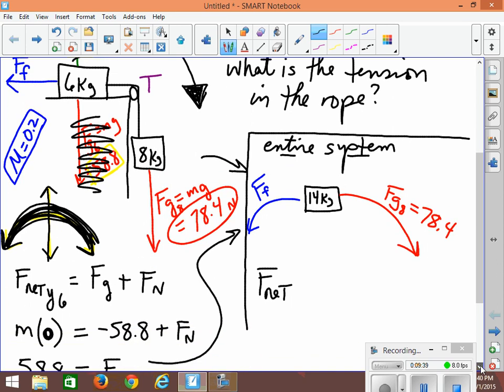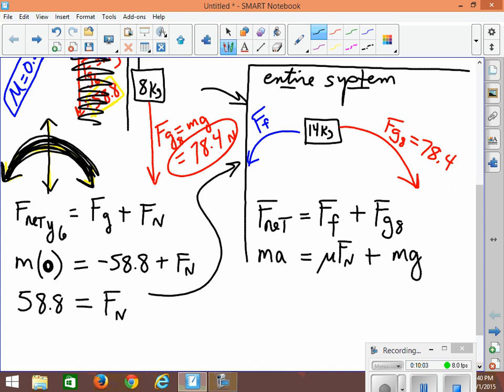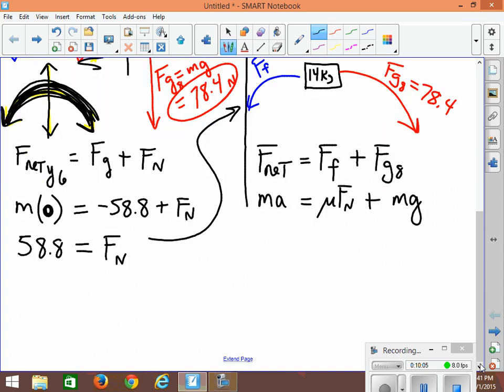So, let's go to our simpler picture. Fnet is simply the frictional force that's trying to pull it one way, and the gravitational force from the 8 kilogram block only that is pulling it the other way. And this time, we're hoping that there's an acceleration, so I'll just put ma here. And the force of friction we know is mu Fn. And of course the force of gravity is mg. And we have enough numbers that we can fill them all in.